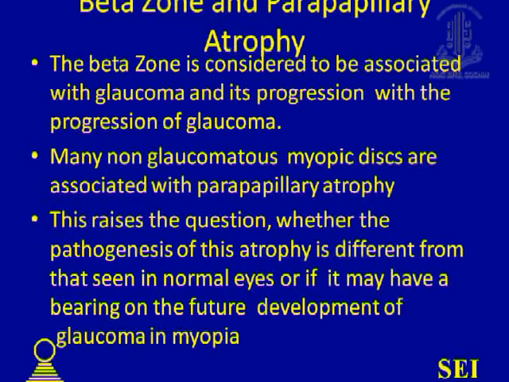Many non-glaucomatous myopic discs are associated with parapapillary atrophy. This raises the question whether the pathogenesis of this atrophy is different from that seen in normal eyes, or if it may have a bearing on the future development of glaucoma and myopia. So we're talking of two different kinds of parapapillary atrophy, and we're trying to figure out whether either of these has a role to play in the development of myopia.